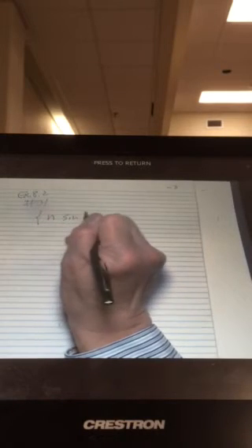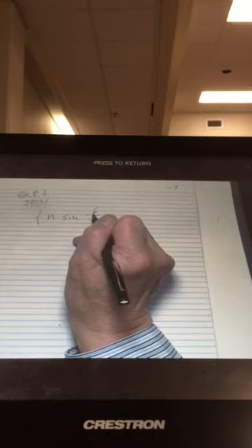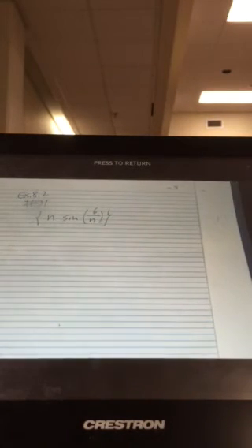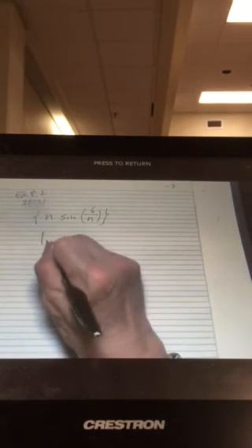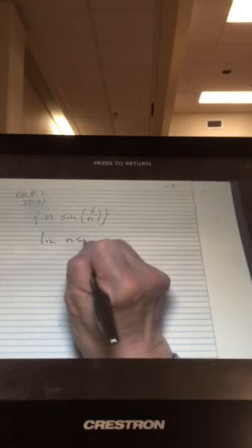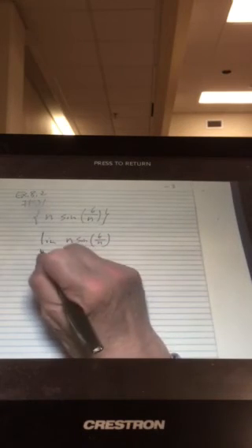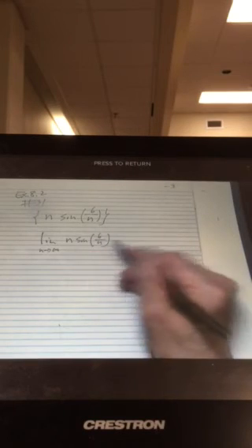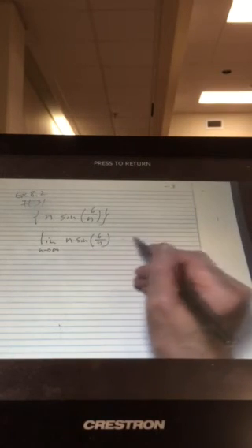n sine 6 over n. Now what do they want? Let's see. They want: find the limit of the following sequences or determine that the limit does not exist. Okay? So the question is, we have to find this. So first of all, does this exist? And then if it exists, what is it?